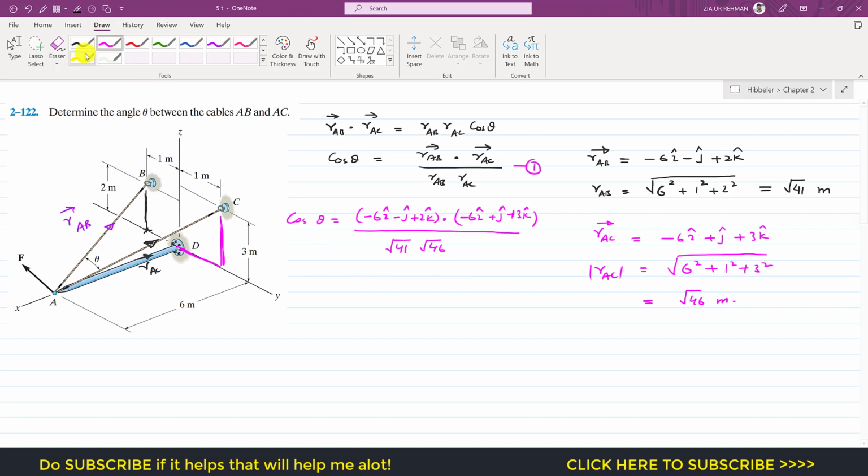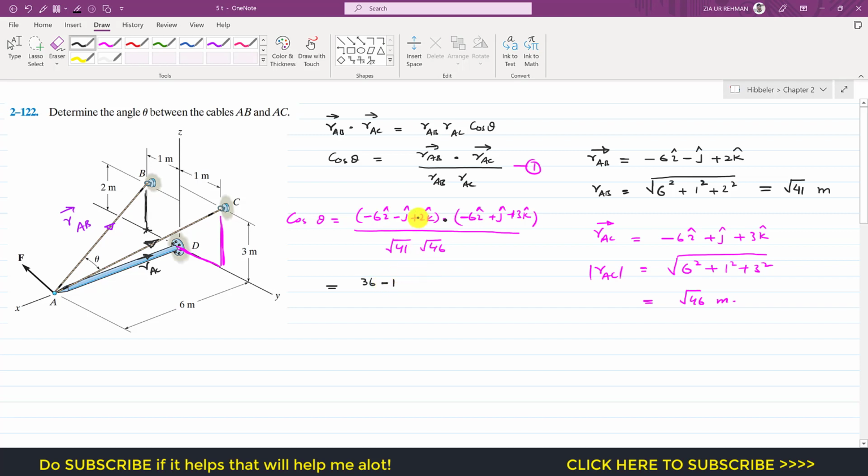So now we can take the dot product. Since it's a dot product, we need to multiply i with i, j with j, and k with k. So this is minus 6 into minus 6, so this is 36. i dot i is 1, and minus 1 into plus 1, so this is minus 1.